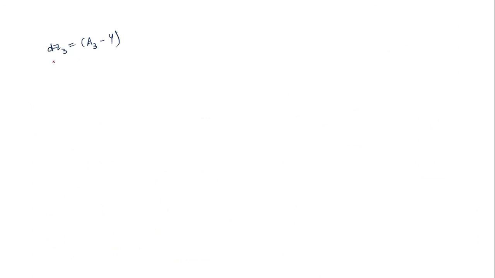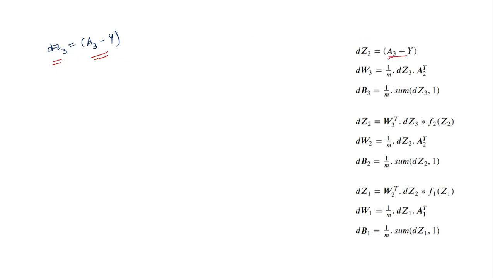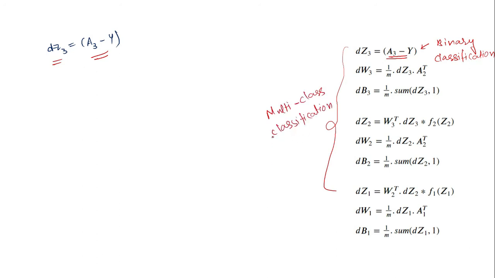So our capital dZ3 came out to be A3 minus Y, which was just the same for binary classification as well. So all these equations that we had for binary classification will be the same for multi-class classification as well. So there's going to be no change in the equations, but only one thing will be different, and that is we will be using the softmax activation function in the output instead of the sigmoid function, and our loss for multi-class classification is also slightly different.